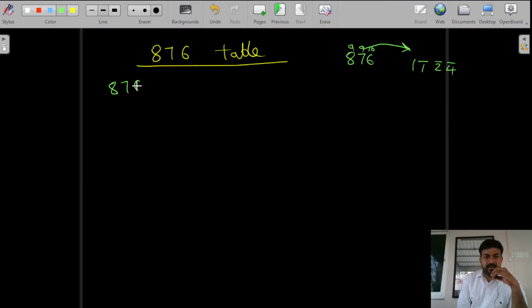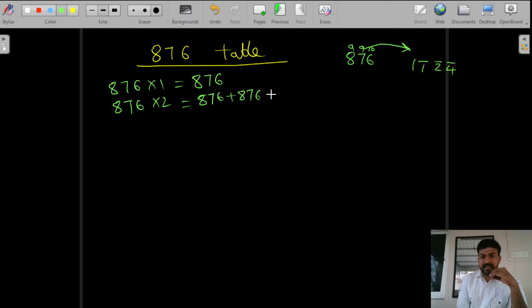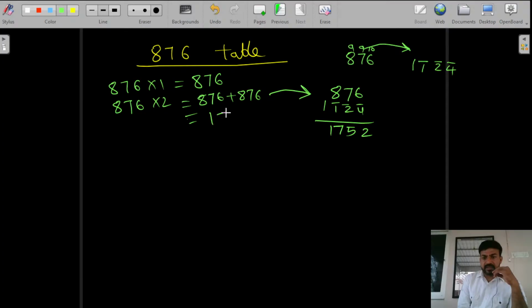Let's try this table. 876 ones are 876, 876 twos are... So add instead of 876. Generally we add 876 plus 876. But instead of adding this, add 876 plus 1 bar 1 bar 2 bar 4. Very easy. 6 minus 4, 2. 7 minus 2, 5. 8 minus 1, 7. 1. That's it. So this answer is 1752.